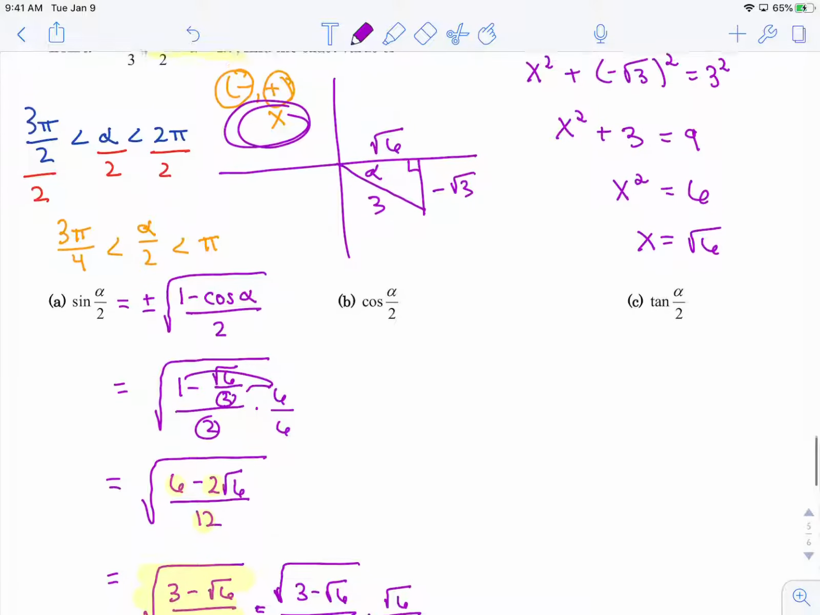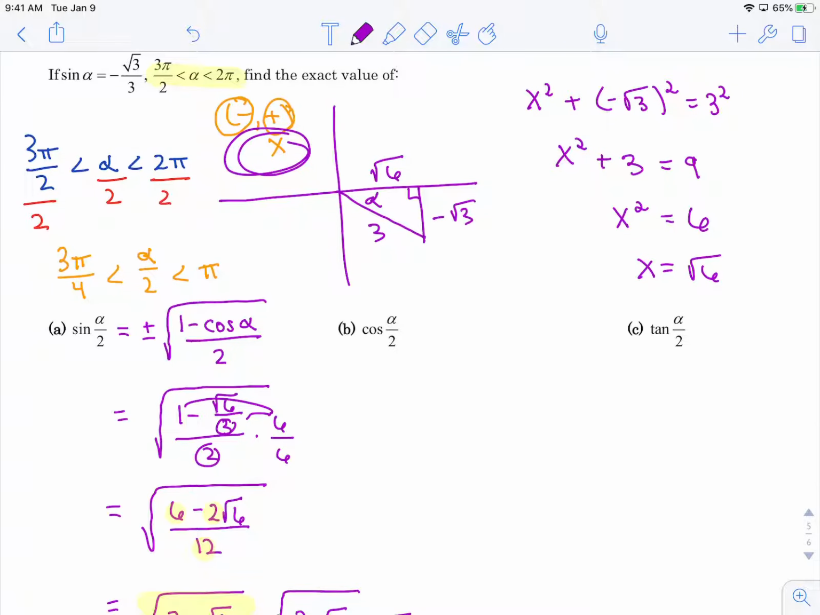Okay. Why don't you pause the video and try to do cosine of alpha over theta and see if you get it right. And once you do it, unpause it and come back to me.